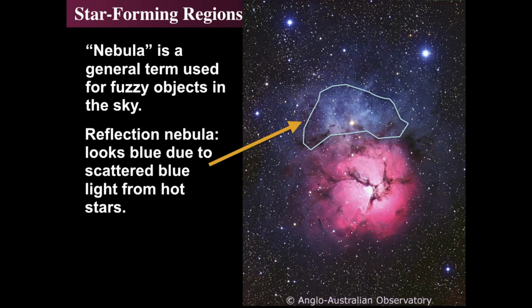And on the outside, we have a blue reflection nebula, and that's blue because it's scattered blue light from the hot stars. So the scattered blue light means that the light from those stars goes to behind the nebula, scatters off of it, and then comes to us. So think of it as a billiard ball that is far behind the nebula, and it's kind of a carom shot back to us.